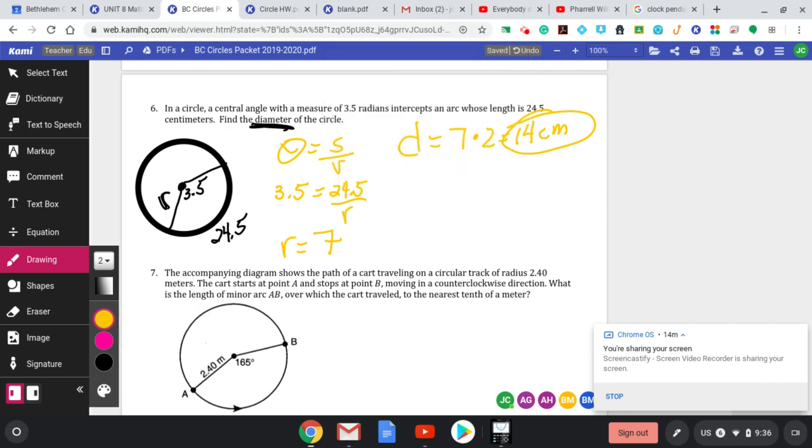Okay, so here's my work right here. I did theta equals S over R, solved for R, got 7 centimeters. And since it asked for the diameter, I doubled it and got 14 centimeters. All right, so hopefully you and I are both on the same page there.